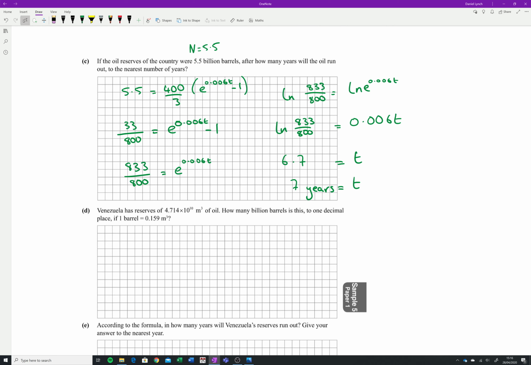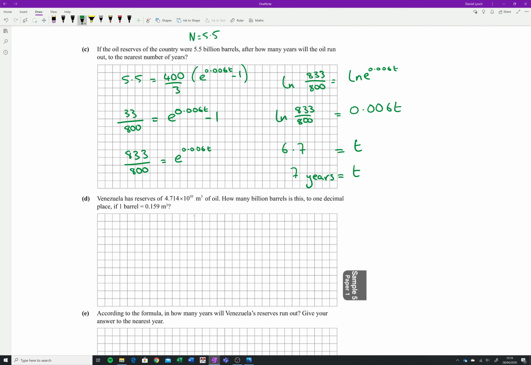Okay, Venezuela has reserves of 4.714 times 10 to the 10 meters cubed of oil. And if 1 barrel is that, how many billion barrels do we have going on? Okay, so I always find it's a good idea just to write this out. 1 barrel is equal to 0.159 meters cubed. If we have 4.714 times 10 to the 10 meters cubed, what we're saying is each barrel is that. So how many of those things are in there? And that'll be how many barrels we're dealing with.